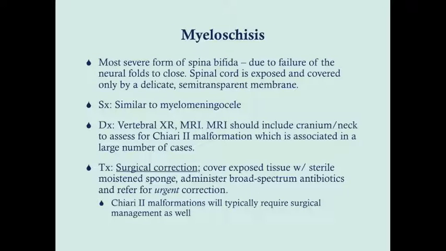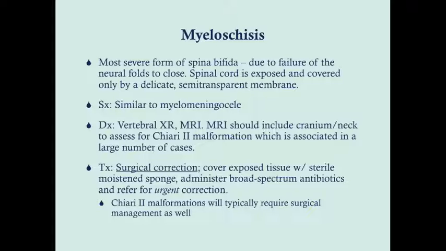Myeloschisis is the most severe form of spina bifida, and it's due to failure of the neural folds to close. And so in this case, because the neural folds don't close, the spinal cord is directly exposed, and all you pretty much have covering the spinal cord is this really, really delicate semi-transparent membrane. Symptom-wise, it's similar to myelomeningocele.